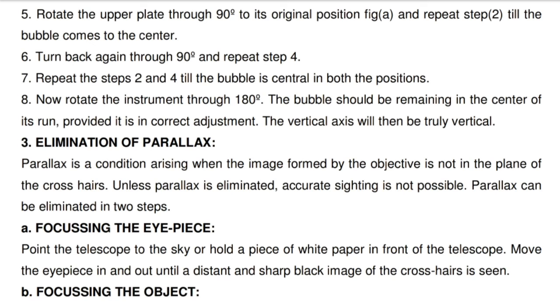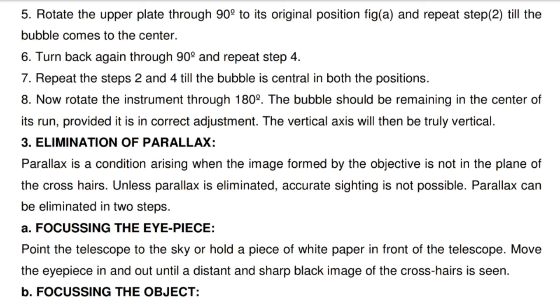8. Now rotate the instrument through 180 degrees. The bubble should be remaining in the center of its run, provided it is in correct adjustment. The vertical axis will then be truly vertical. 3. Elimination of parallax. Parallax is a condition arising when the image formed by the objective is not in the plane of the crosshairs. Unless parallax is eliminated, accurate sighting is not possible.